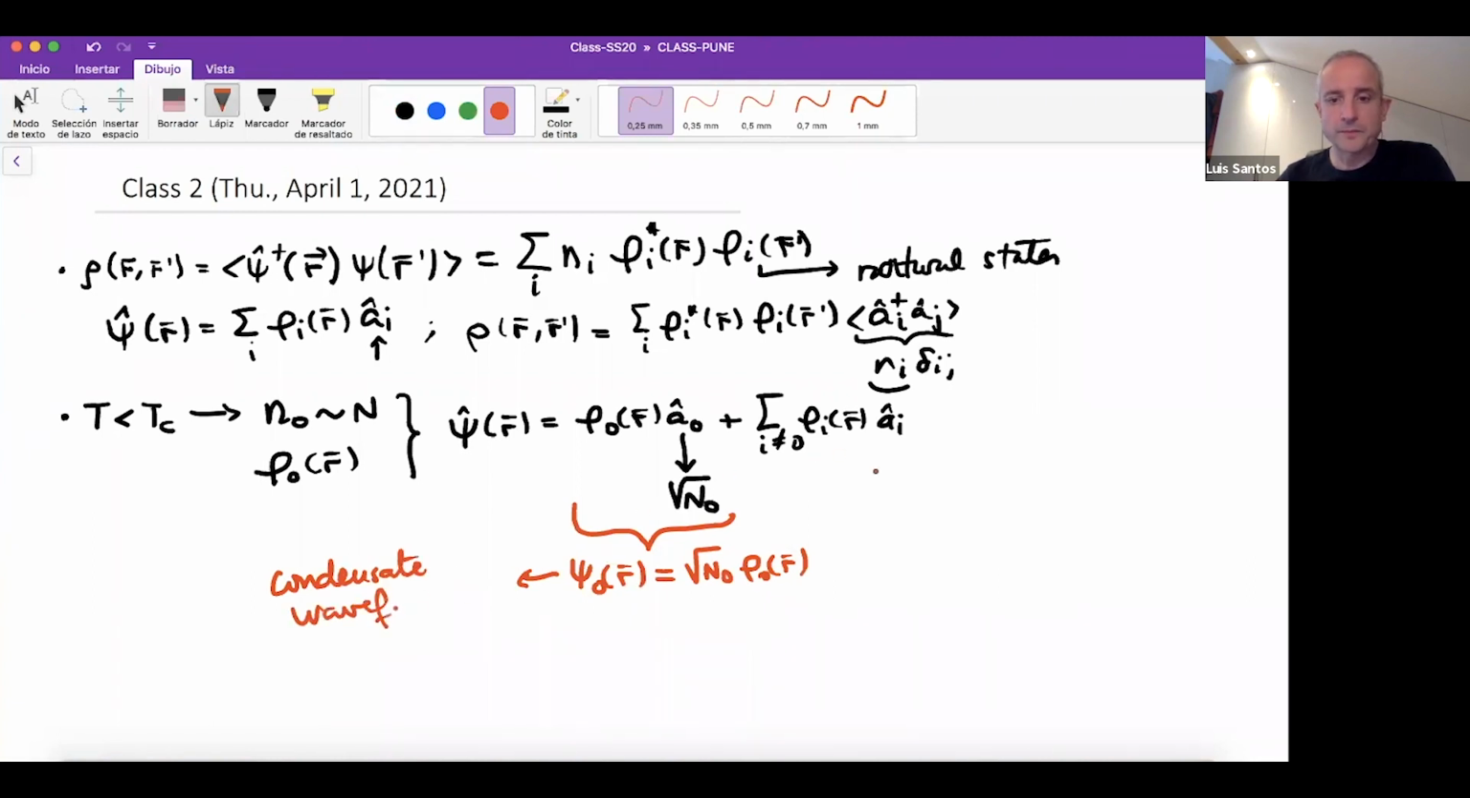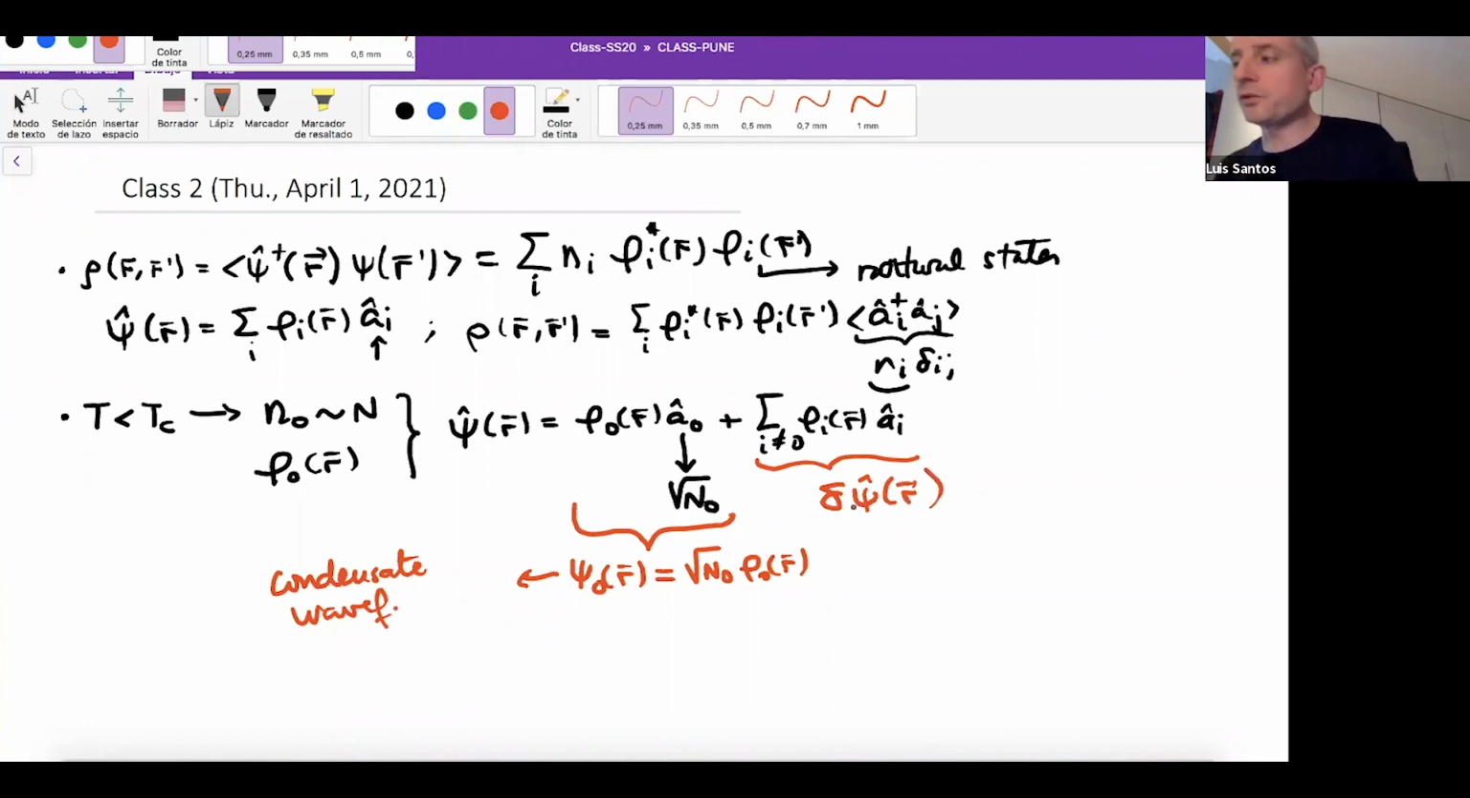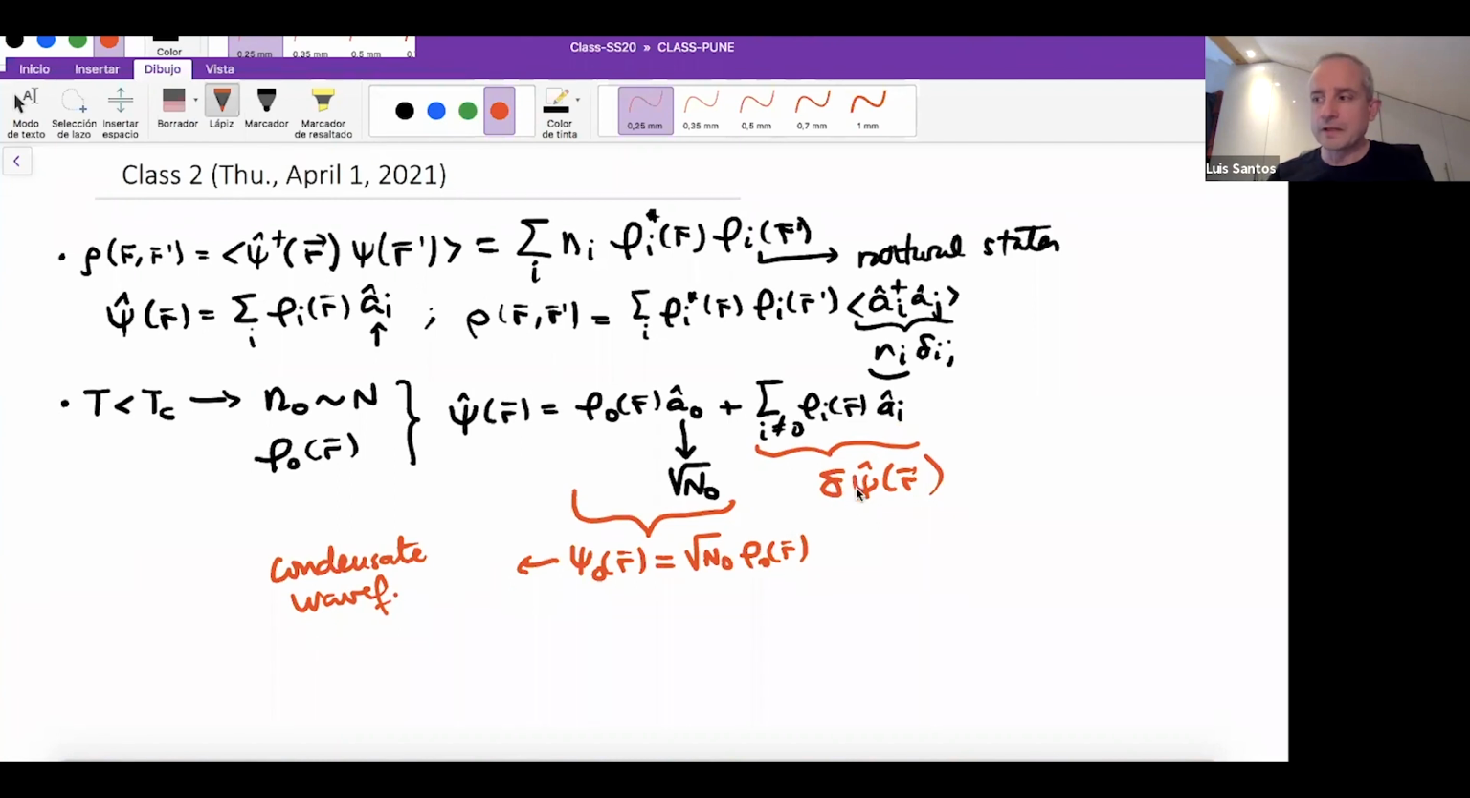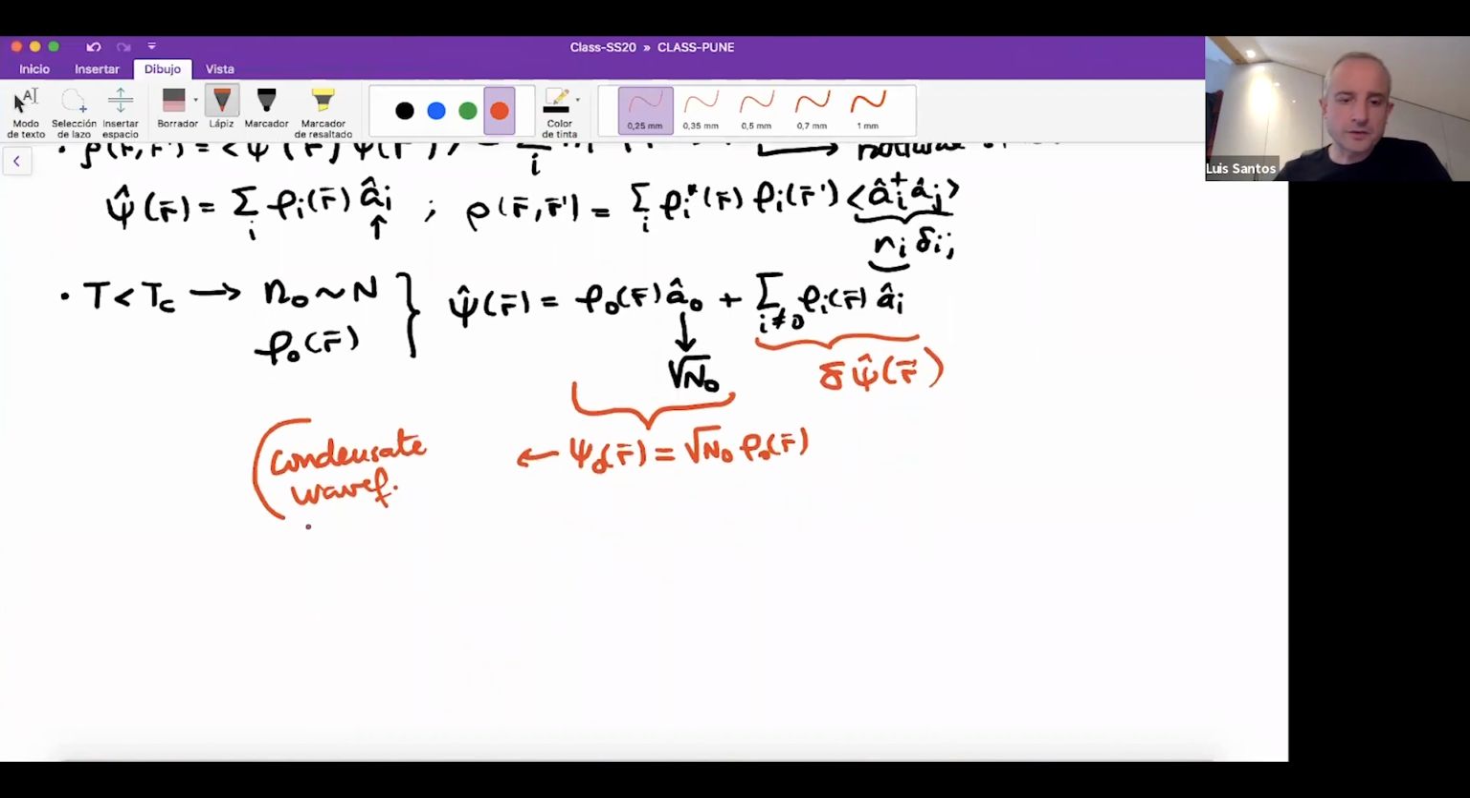The condensate wave function. And then there will be this part here, which will be the rest, which will act as quantum fluctuations on top of the condensate wave function. So this condensate wave function plays a very important role. And as it was mentioned yesterday already, this condensate wave function is a complex number. It has both an amplitude and, very crucially, a phase.